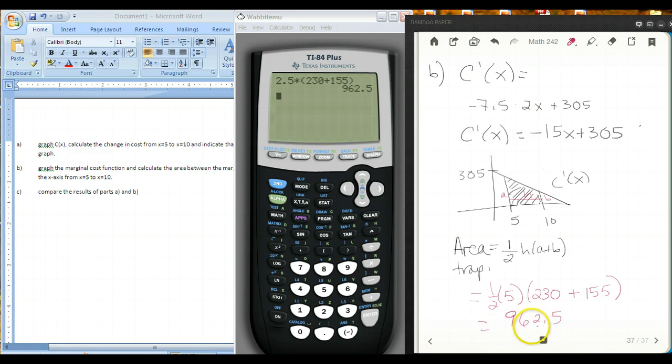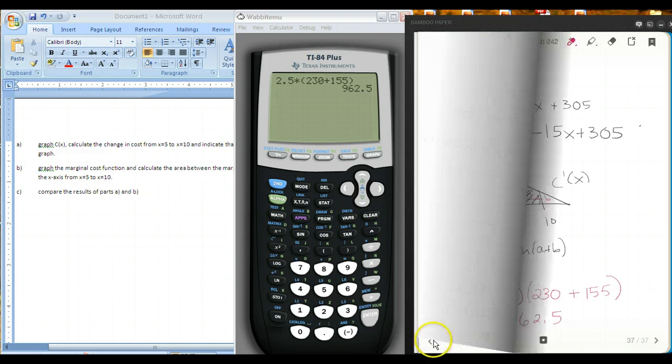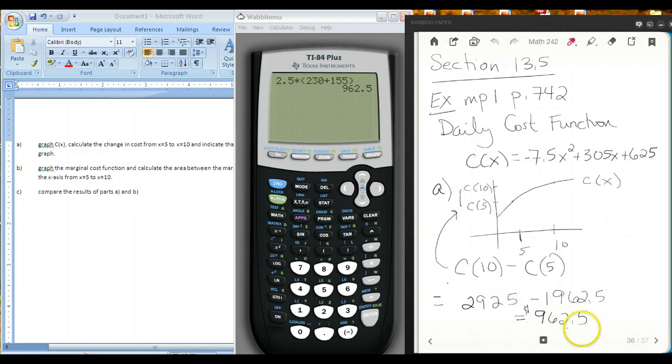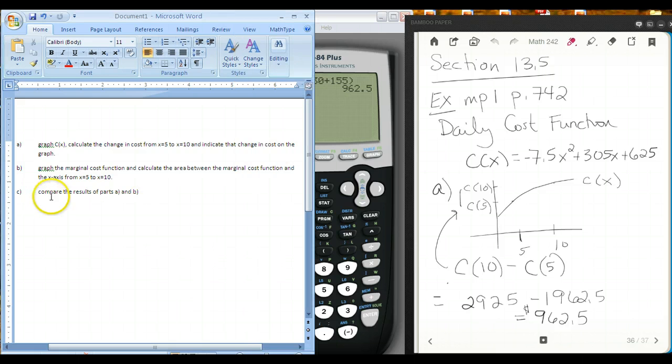962.5. Where have we seen that number before? Let's go back a page. Hey, that's the same number. So in part C, when it asks us to compare the results from parts A and B, they're the same. Those two things are the same.